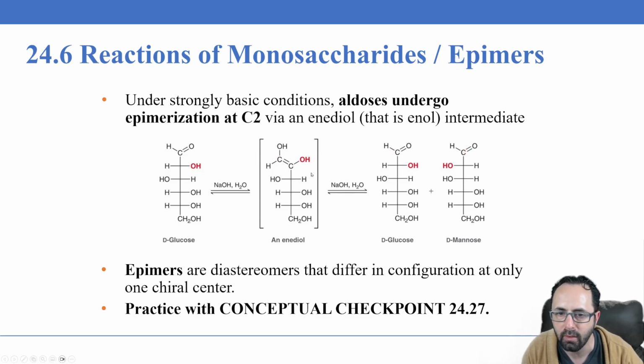But when it does, because this carbon is not chiral, the hydroxyl group can end up on either position, and you get a racemic mixture of products. So epimers are diastereomers that differ in the configuration at only one chiral center. So D-glucose and D-mannose here are epimers of one another because only this one hydroxyl group has changed its position in three-dimensional space, indicated in this Fischer projection by being on the left side rather than the right, as it originally was.